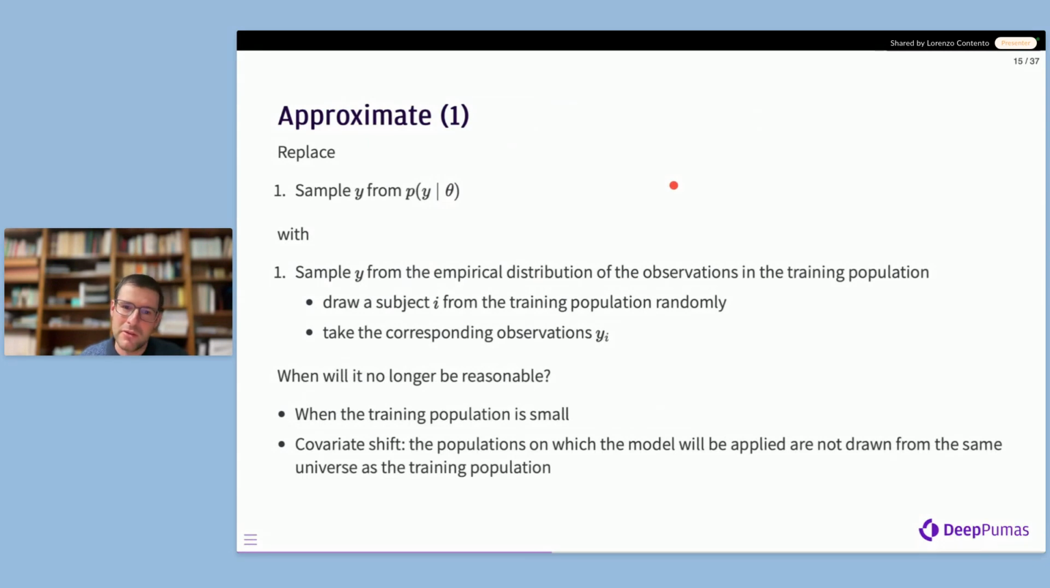However, if the training population is small, this will no longer work. And also, it will no longer work if the populations to which we will apply our model are going to be very different from the population we train our model on. So this is an example of covariate shift. For example, if you think about covariates, we may have a distribution of age or other characteristics of the subjects in the training population. And if we use a population for testing the model that has a very different distribution of these covariates, then we cannot expect a learned random effects distribution to perform as well on that test data.